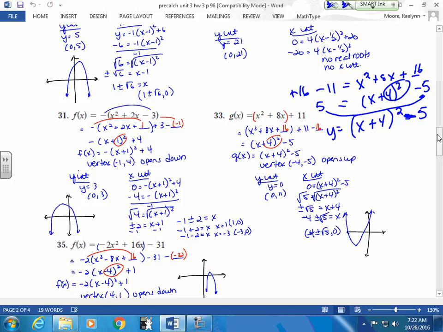So this is going to open up. It's positive. The vertex comes out the opposite way. There's your transformation: to the left 4, shift down 5.